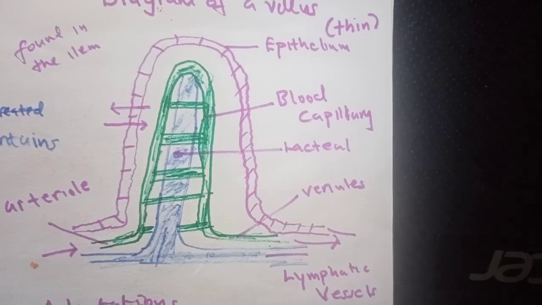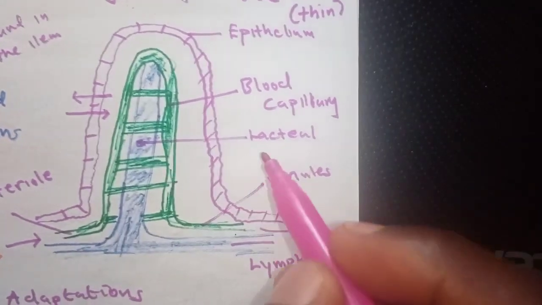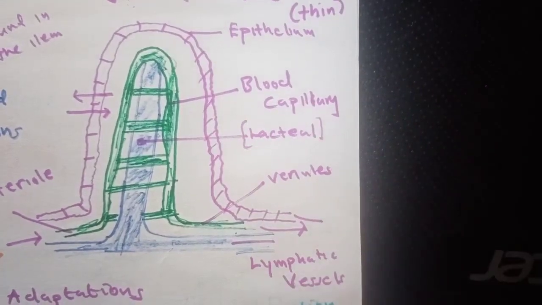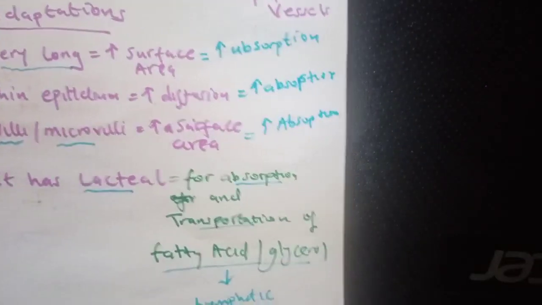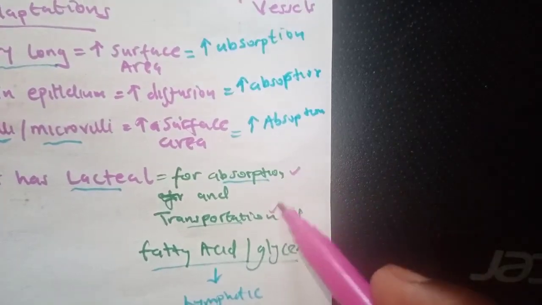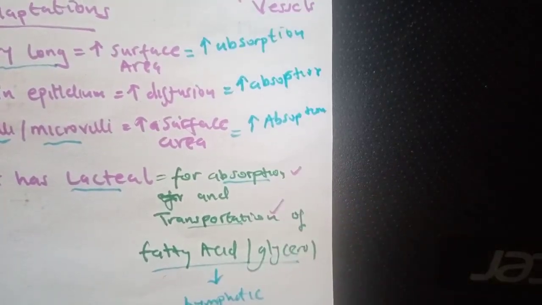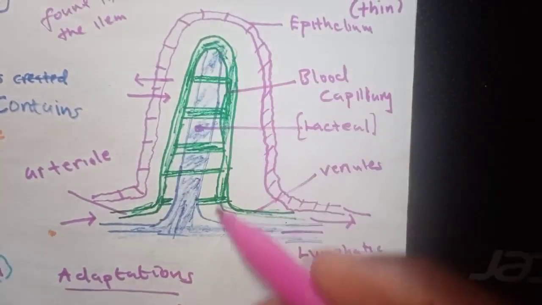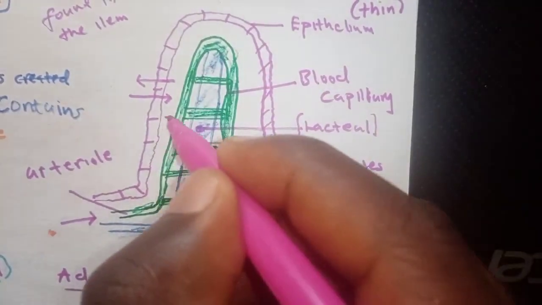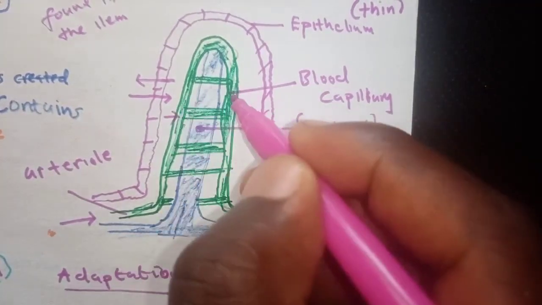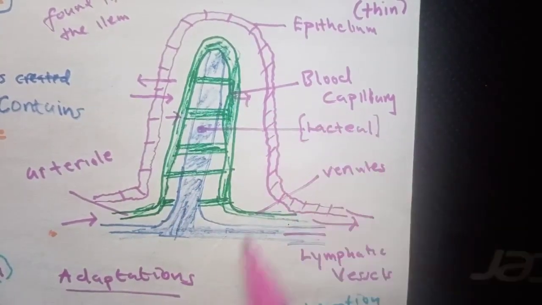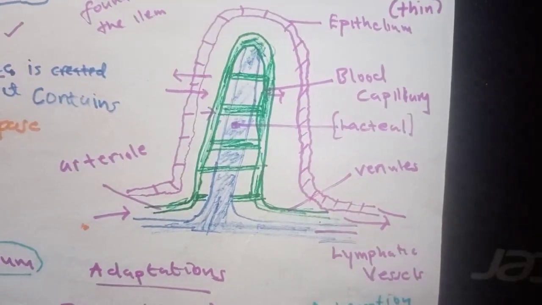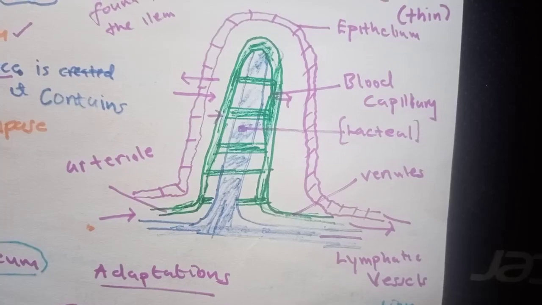Now you have this lacteal, which we are talking about, which specializes in absorption and transportation of fatty acids and glycerol. Then you have the capillaries here, and gases also coming in and going out. That's the whole process of absorption. This diagram can come in the ECZ questions.